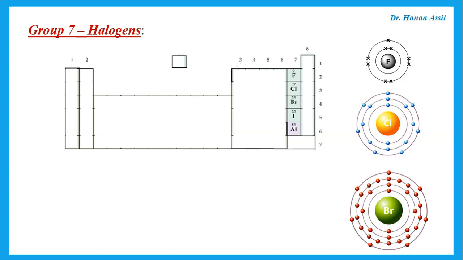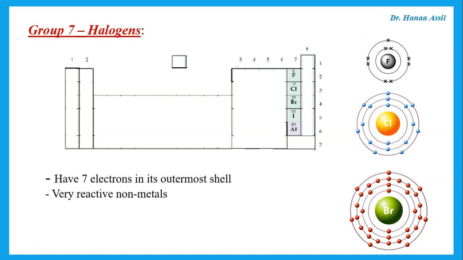So we have fluorine, chlorine, bromine, iodine, astatine, and we actually have another new one down at the end of that group. Each of them has 7 electrons in its outermost shell. They are very reactive nonmetals. Now, which one is more reactive? Remember, the one up is the one more reactive.